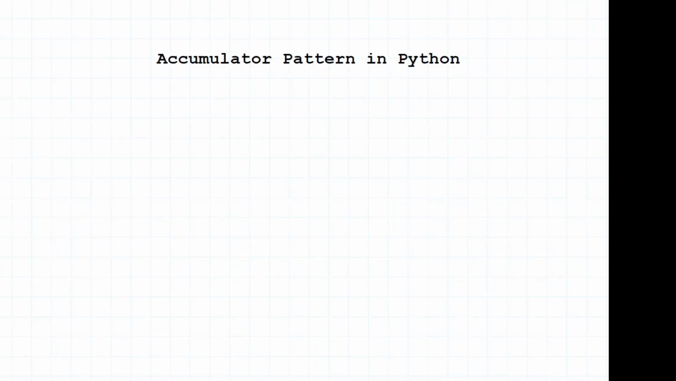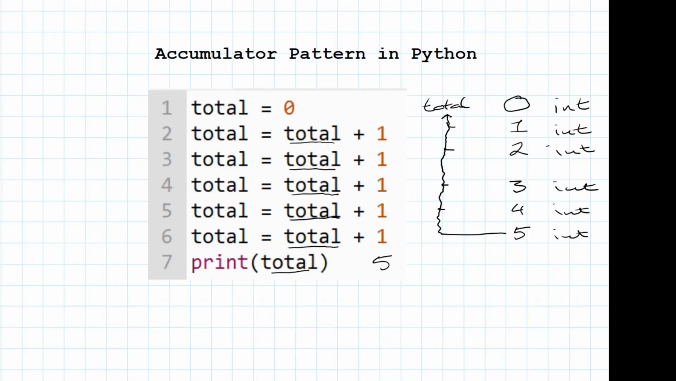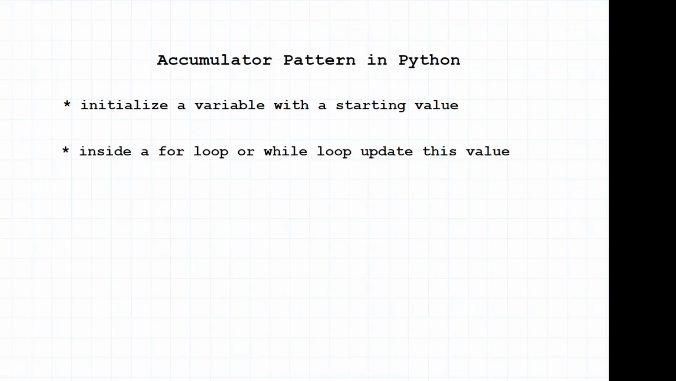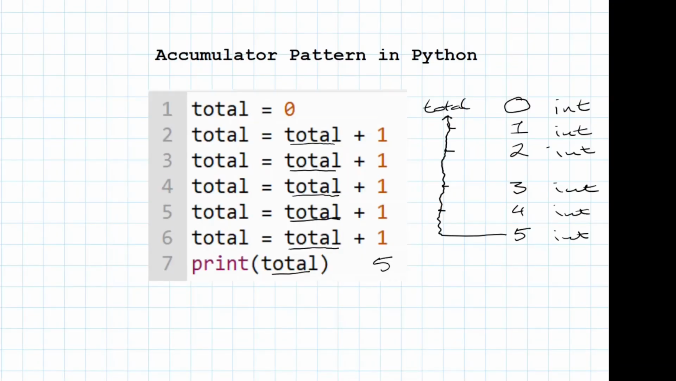The first thing you want to do is initialize a variable with a starting value. So if you look back here, on line 1 of our code, we initialized total with a starting value of 0. So that's the first thing we have to do. The second thing we want to do is, inside a for loop or a while loop, update this value.